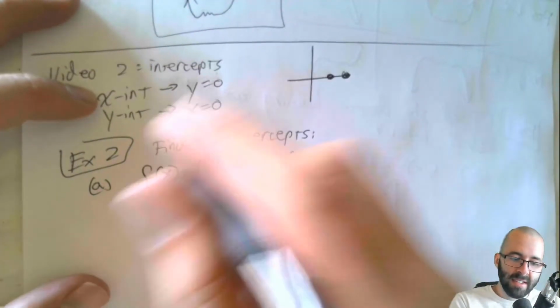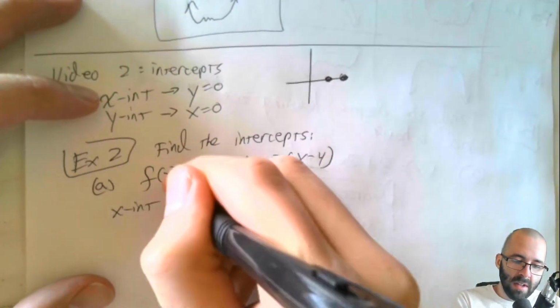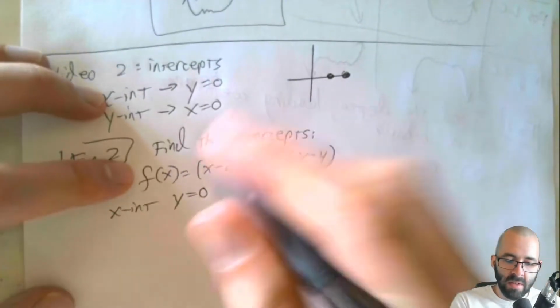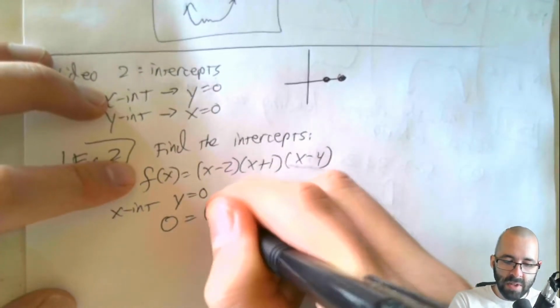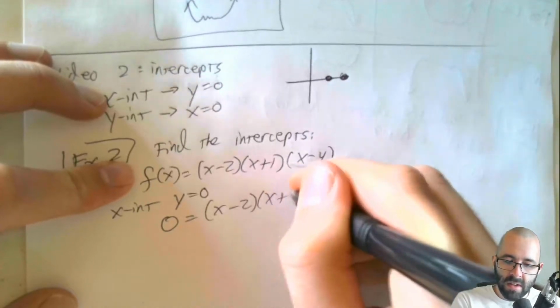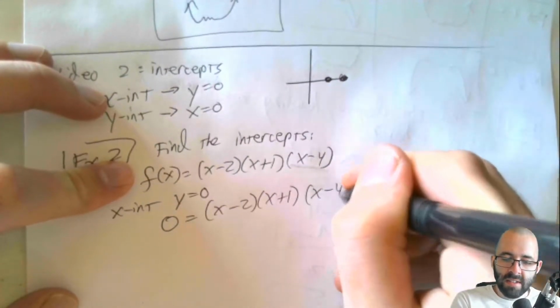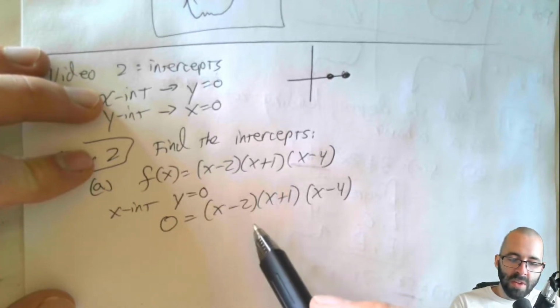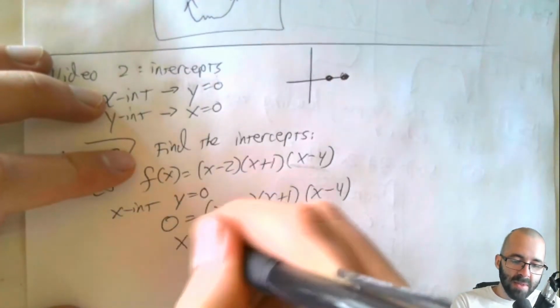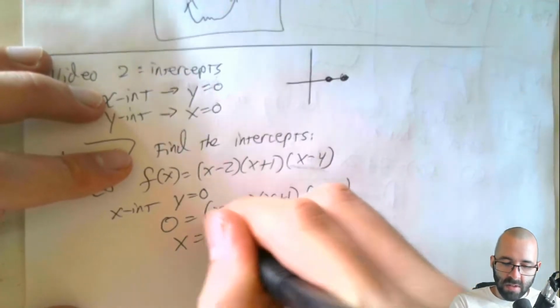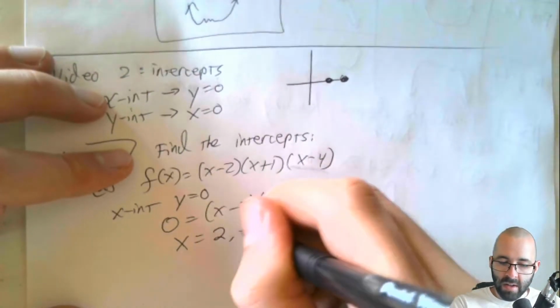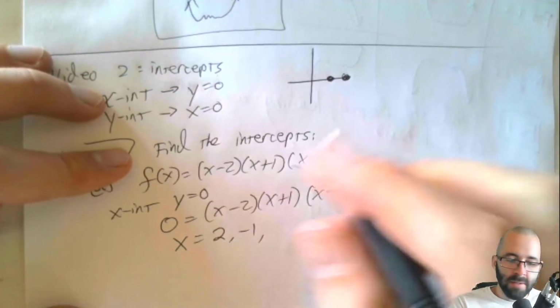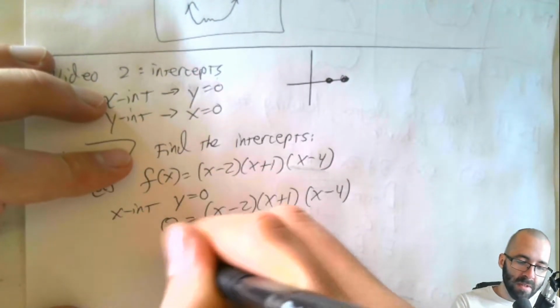So again, the x-intercept is y is equal to 0. That's going to be when 0 is equal to all this stuff. And luckily for us, this is already factored. We use the principle of zero products to immediately get our x-intercepts. Oh, x is positive 2 and negative 1 and positive 4. Beautiful.